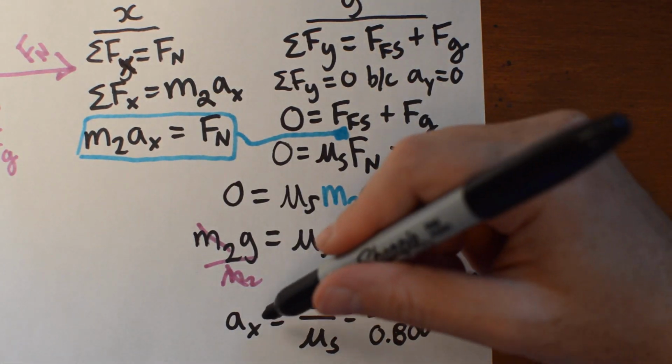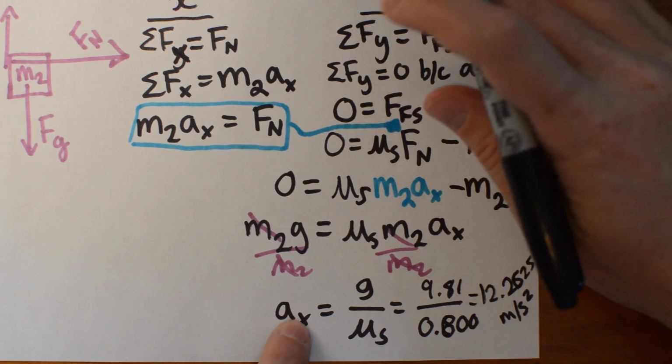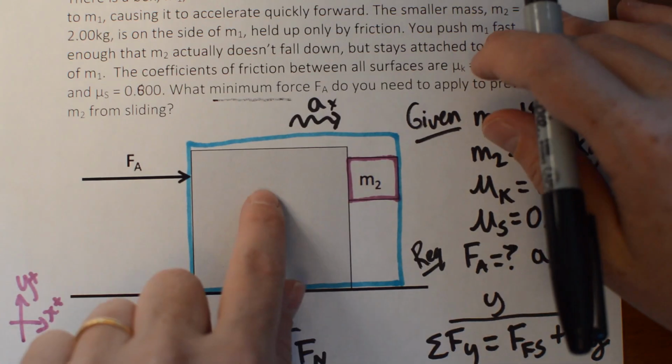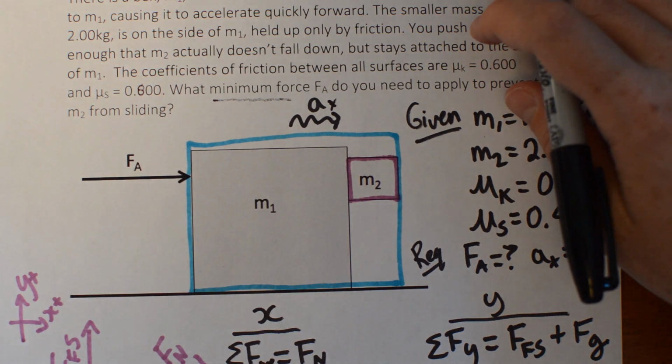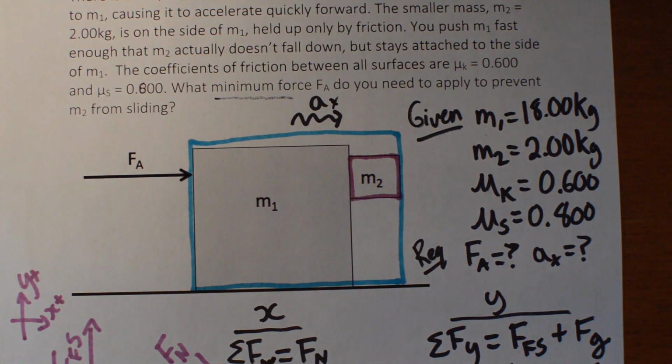So that was handy because that little free body diagram of m2 gave me the acceleration of the system, and I know these two blocks are moving together. So if I know the acceleration of m2, that's the acceleration of m1 as well. So that's going to be really useful.